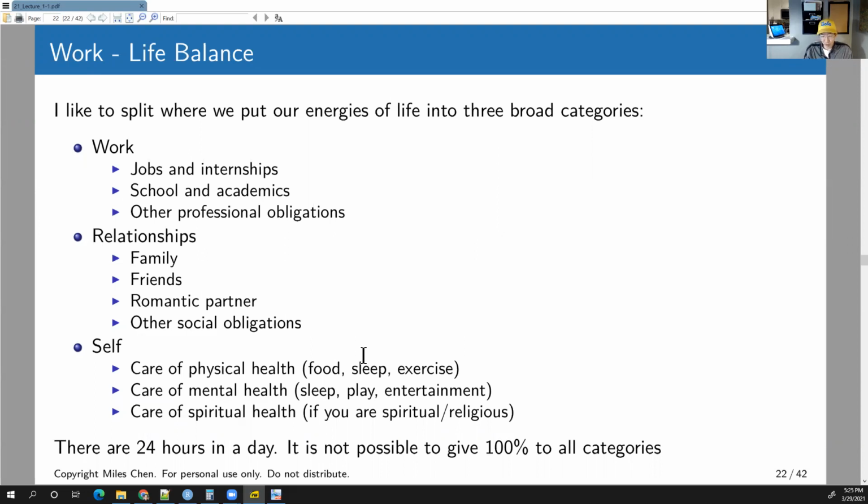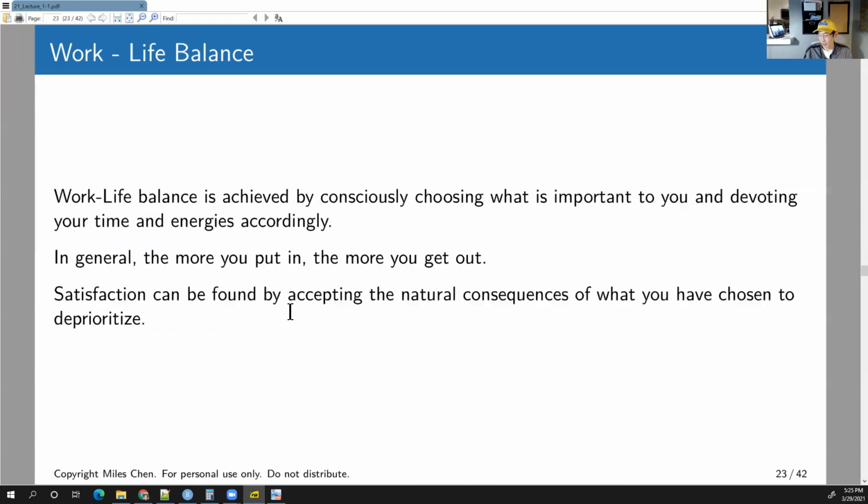And we only have 24 hours in a day, and it's simply not possible to give 100% to every single category, okay? People talk about an 8-8-8 split, 8 hours for work, 8 hours for sleep, and 8 hours for kind of everything else. And that'd be nice. We might not have that depending on where it goes. But it's not possible to give 100% to everything.